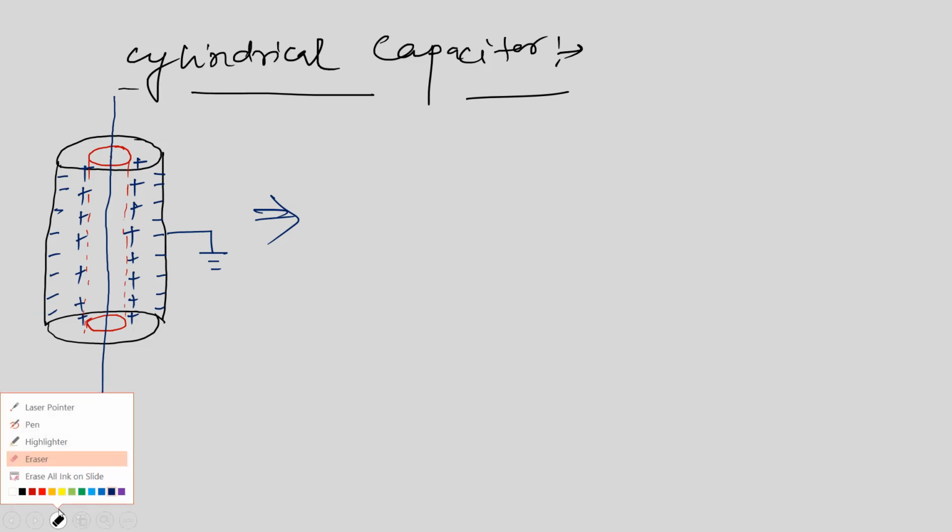So what we'll do, at first we need a mathematical expression to calculate the capacitance of this cylindrical capacitor. In this case, we'll assume that with respect to this line, the radius of the inner cylinder is R1 and the radius of the outer cylinder is R2.